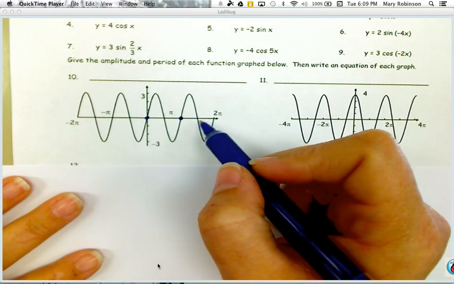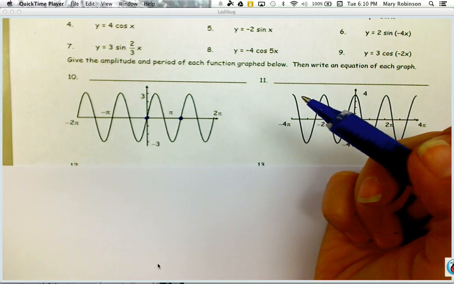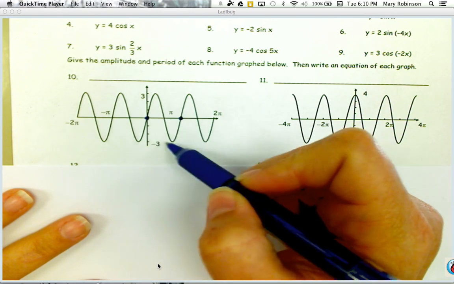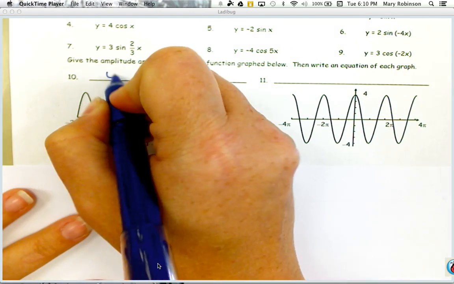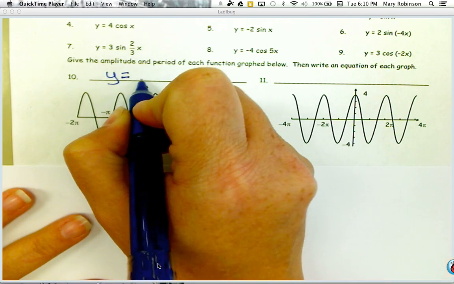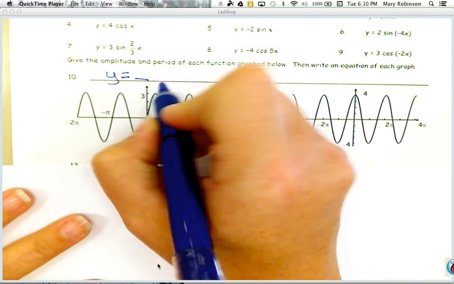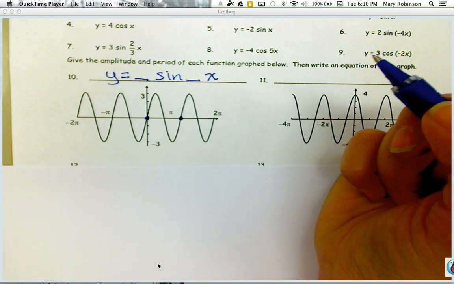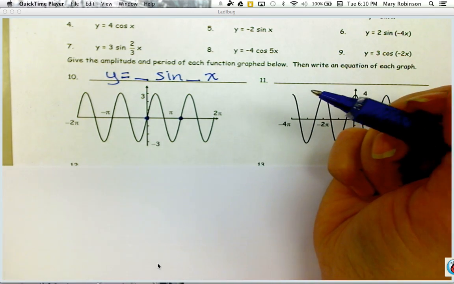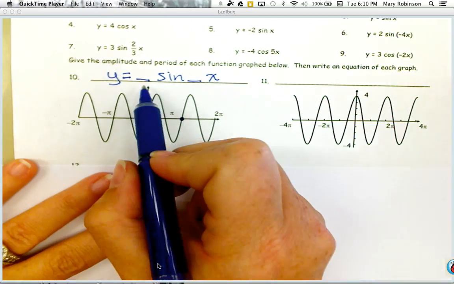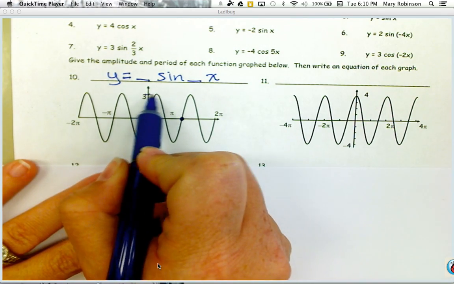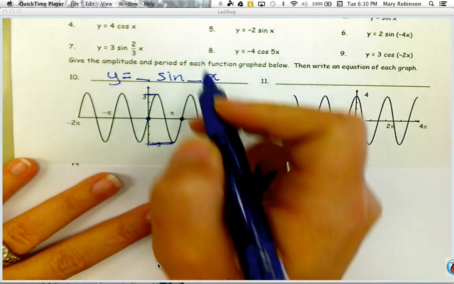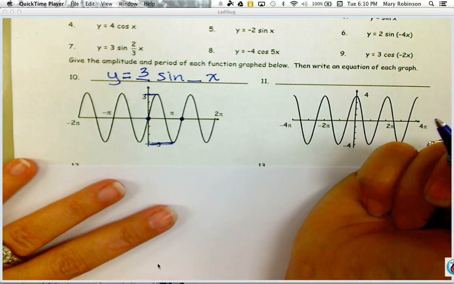So in order to write the function, we need to first decide sine or cosine. When I look at this, because it starts at the origin, I would call this a sine function. So your job is really to write the equation as y equals a sine bx. So you need to determine the a and the b value. Your a value, again, is your amplitude, so all you have to do is look at your max and min, and you can see it goes 3 to -3, so your amplitude is 3.